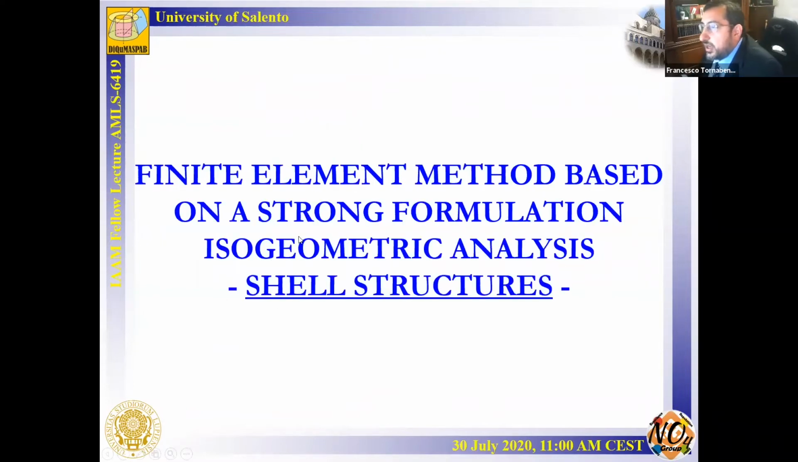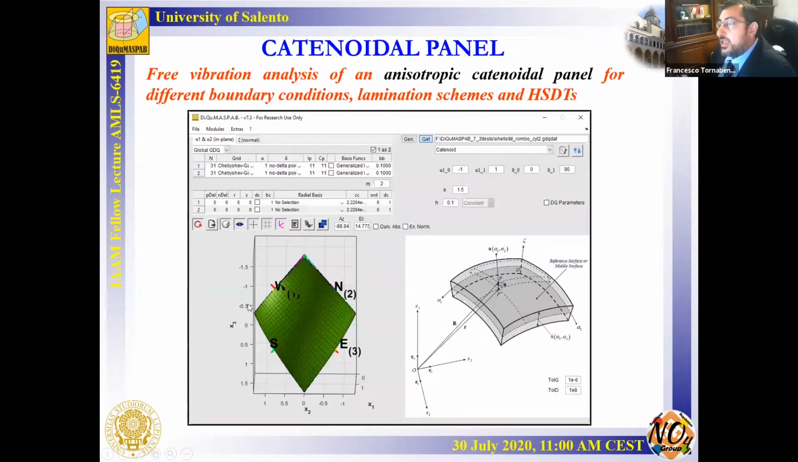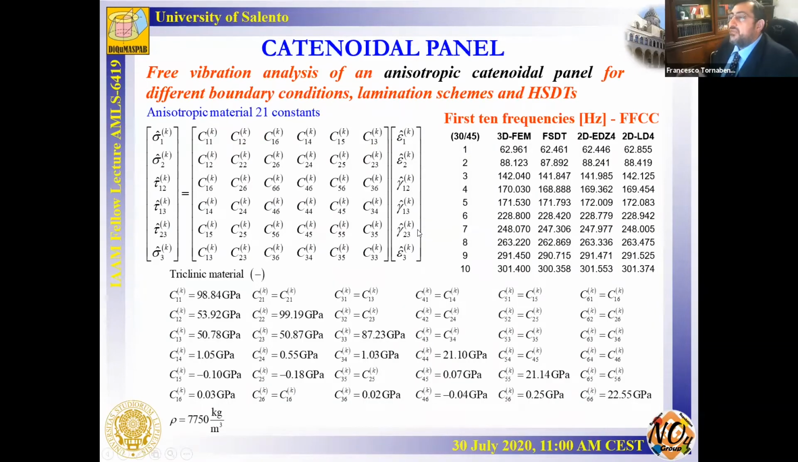In particular, I will present a strong formulation isogeometric analysis. I have considered here a catenoidal panel. I cut the distorted domain using a rhomboidal shape, and I have considered a very complicated lamination scheme, 30/45, and I have considered 2 layers made of anisotropic material with 21 independent constants.